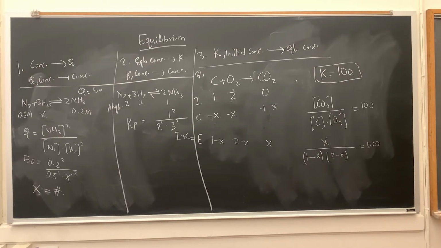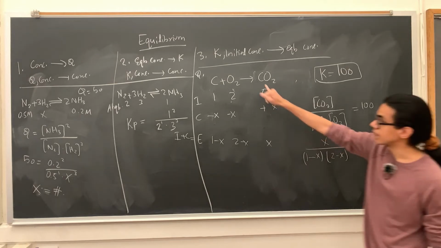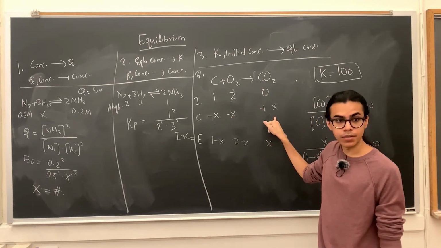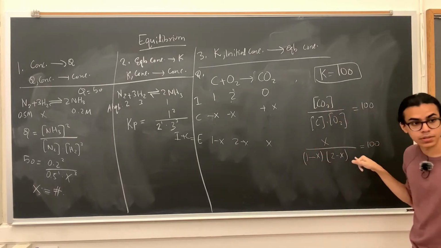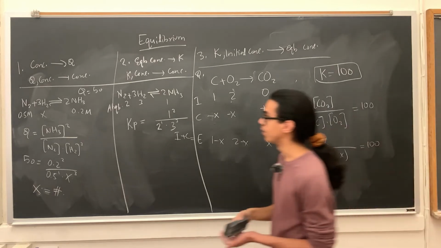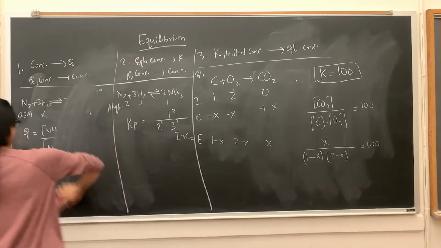Now solve for X. It's messy, it's quadratic, but that's all there is to it. And so if there were coefficients, would you put them as powers? Yep. The coefficients would come here in the change row. They would be reflected in the change row and also in the powers. We'll do a question with that in a second.